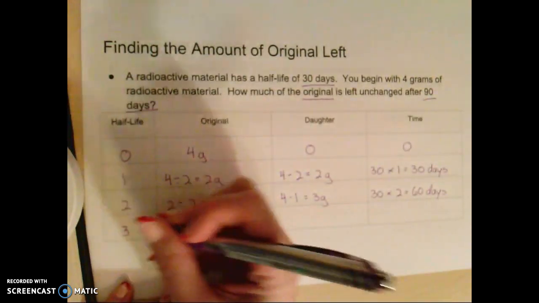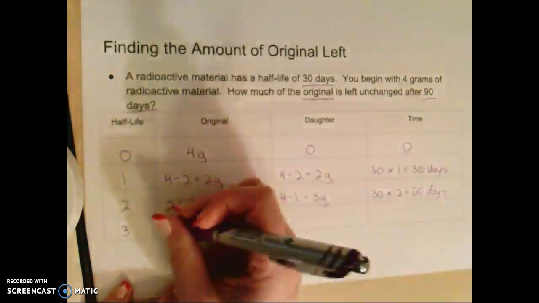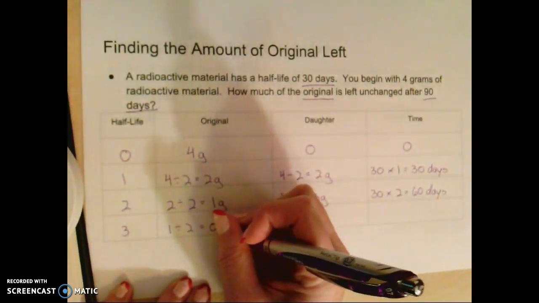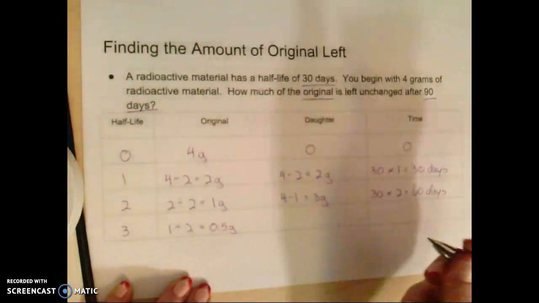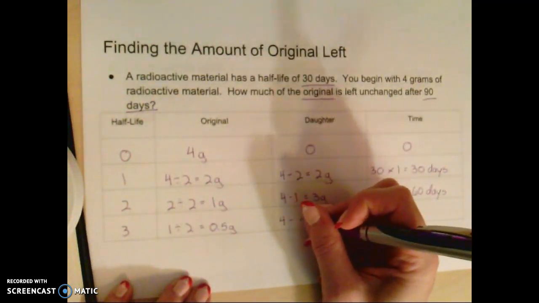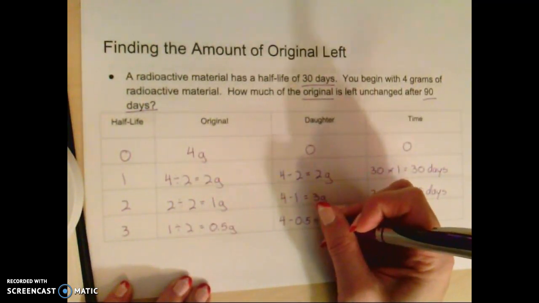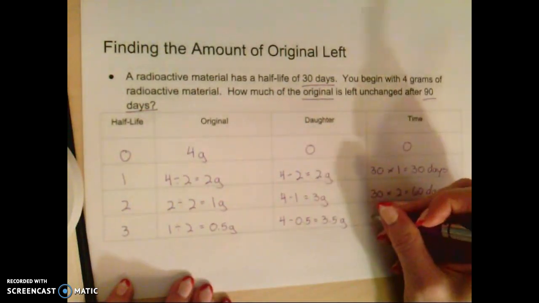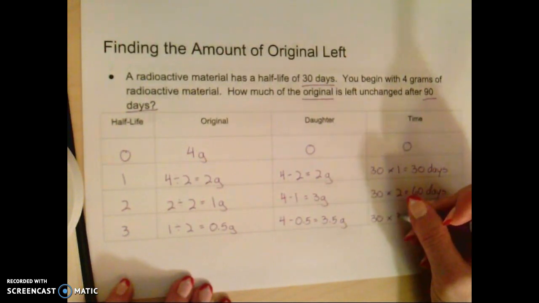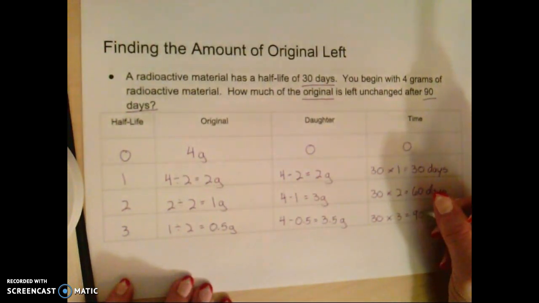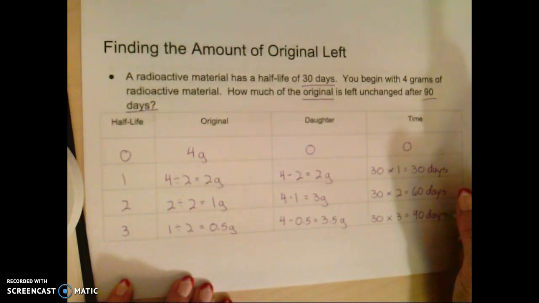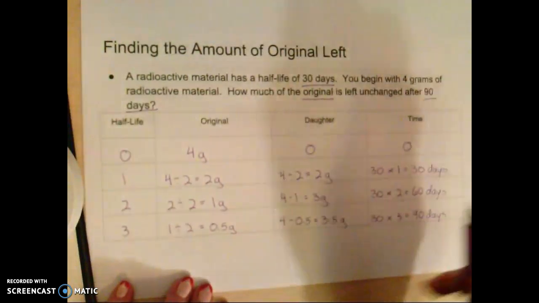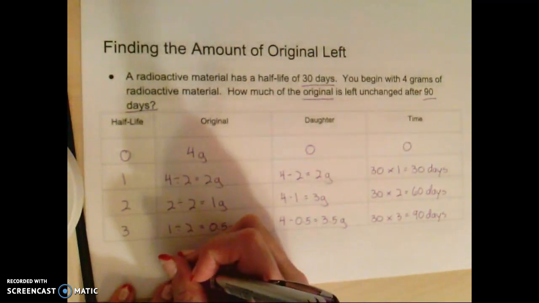Then we have 3 half-lives, which is going to be 1 divided by 2, which equals 0.5 grams. We have 4 minus 0.5, which equals 3.5 grams. And then we have 30 times 3, which is going to give us 90 days. Then we have to go back to our question. How much of the original is left unchanged after 90 days?